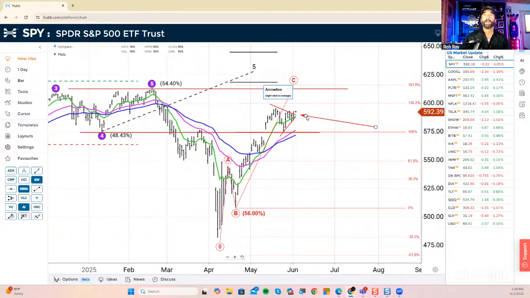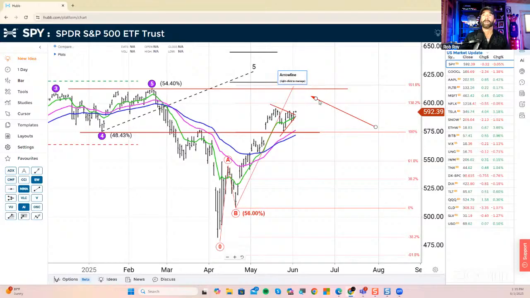So you can see here that not only do we have the complex C wave, but it's further complex in the fact that there's a triangle in this C wave. So we've got all kinds of complex stuff going on here in the world of Elliott wave.